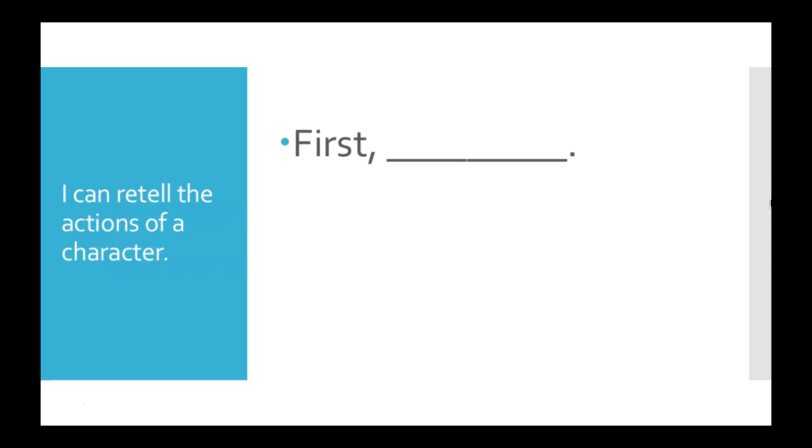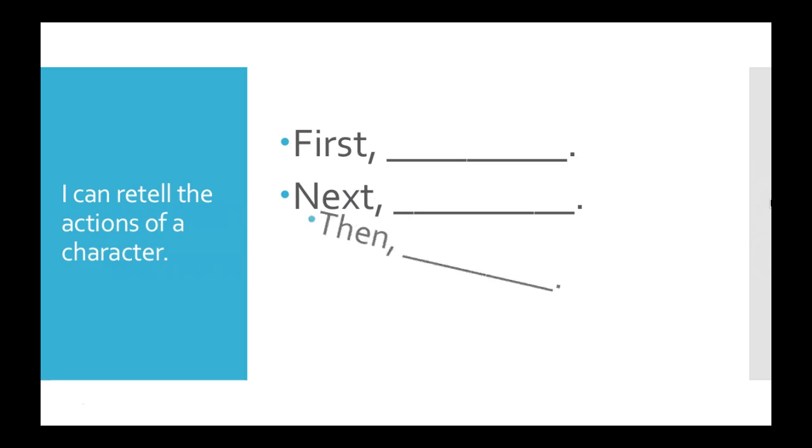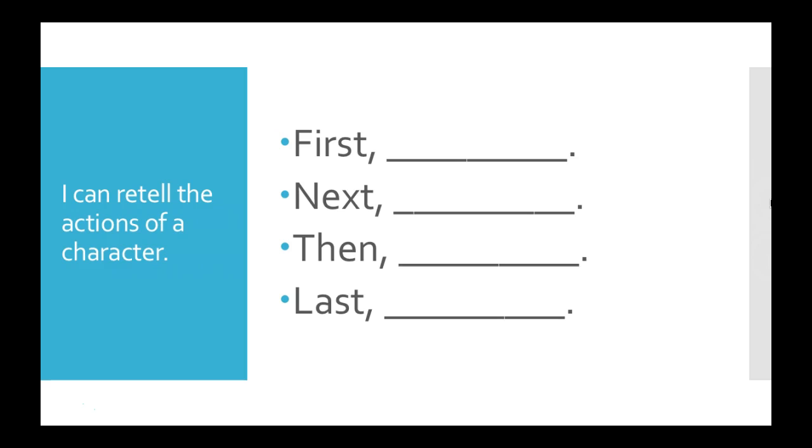You are going to retell the actions of the character, so you're going to tell me in order what the character does by using these sentence starters. This also connects with your writing, because when you're writing narrative writing, you use first, next, then, last. So you're going to say first, the character did blank. Next, the character did blank. Then, this happened. Last, this happened.